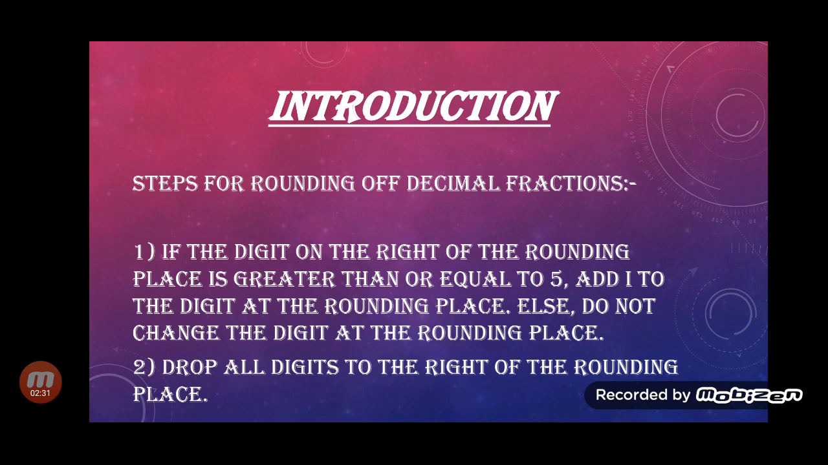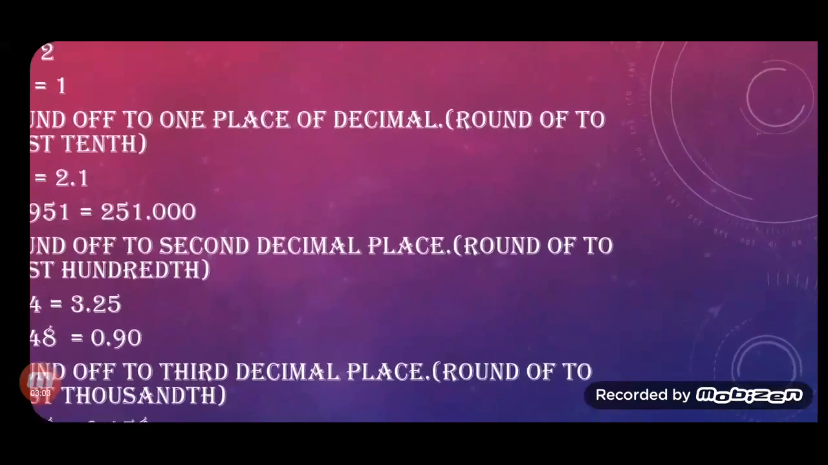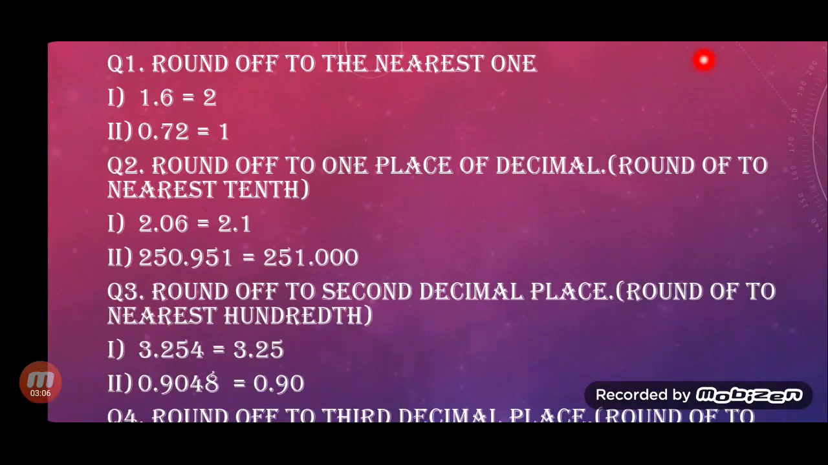So these were the same steps you followed in exercise 11A. Find the rounding digit and then look at the digit just to the right of it. If it is equal to 5 or more than 5, then add 1 to the digit at the rounding place. If the digit is less than 5, do not change the rounding digit but drop all digits to the right of it. Let's have a look at exercise 11B. Children, just see carefully. Round off to the nearest one.